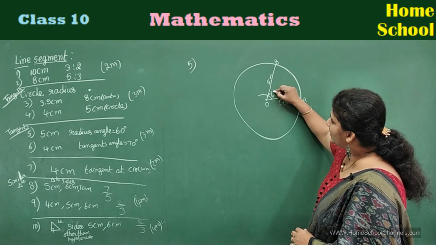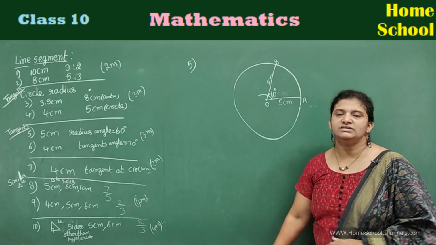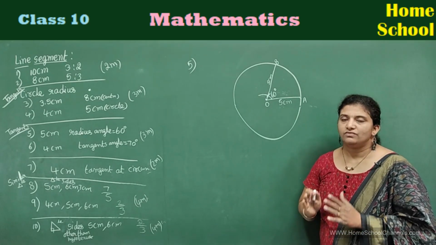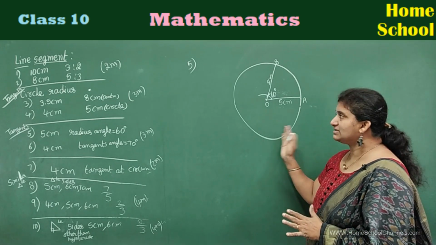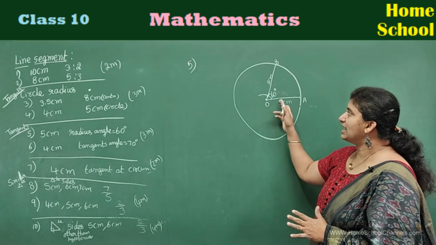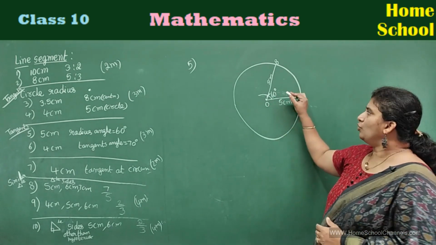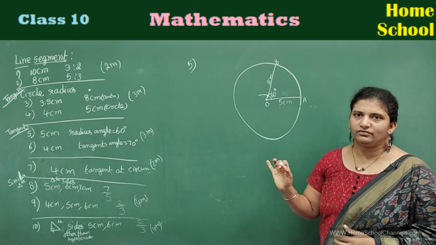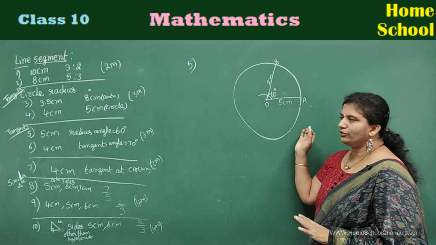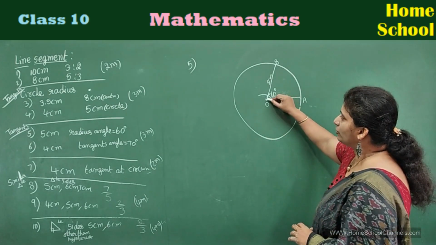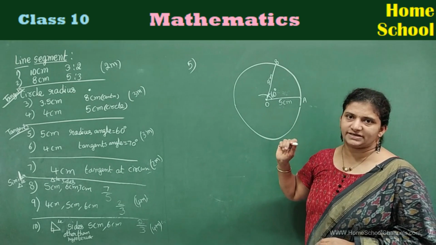The angle between these two radii is how much? 60 degree. I need to draw tangents to this circle and the radius angle is 60 degree. When we know the radius angle, we need not bother about the tangents angle. Okay, directly we can draw the tangents. How can you draw, children? You have seen the 4 steps.